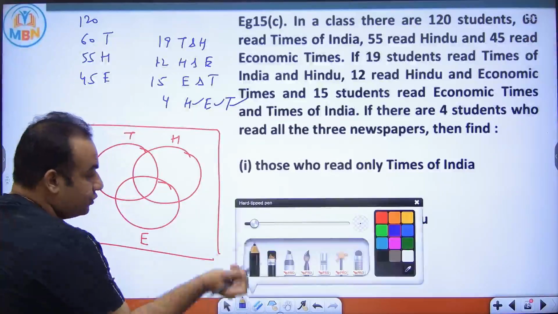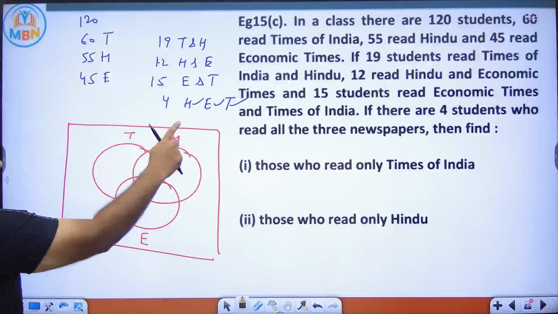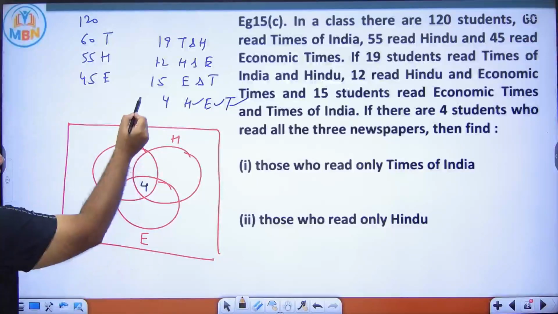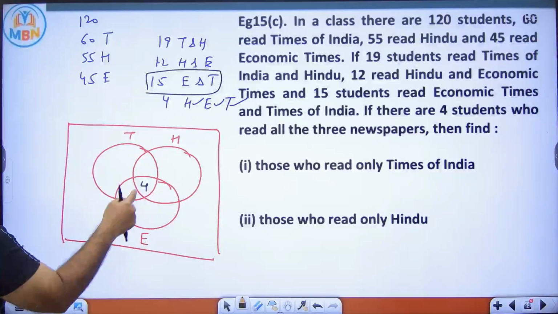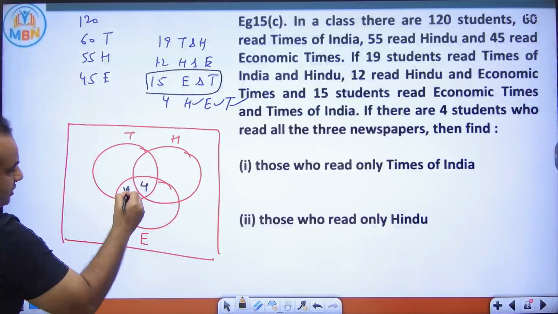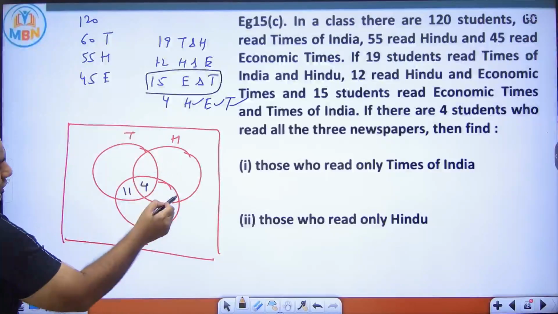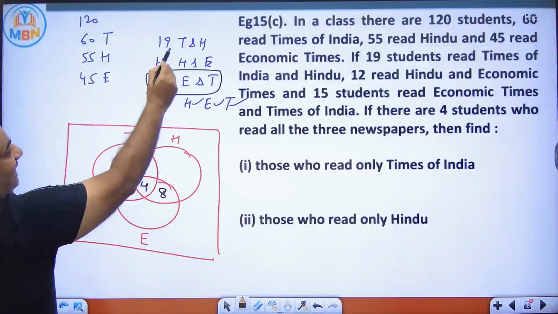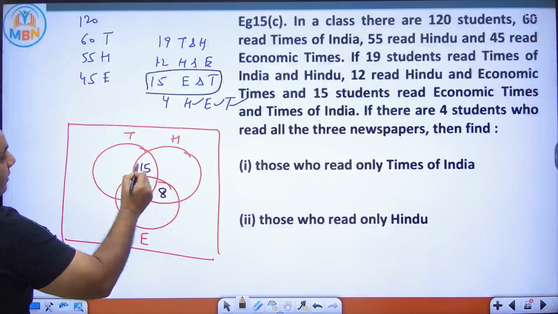So how to proceed with this data? This is very, very important. You have to start in reverse order. 4 read all the 3 newspapers, so this is 4. Now 15 read Economic Times and Times of India, so this part is 15. If this is 4, this is 11. 12 read Hindu and Economic Times, so this part is 12. If this is 4, this is 8. 19 read Times of India and Hindu, so this is 19. If this is 4, this is 15.